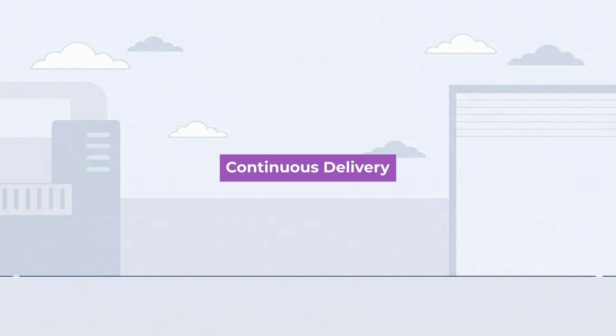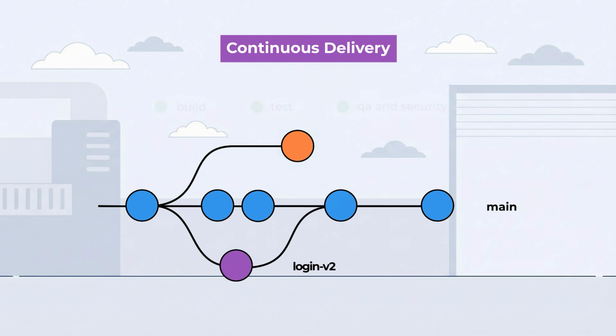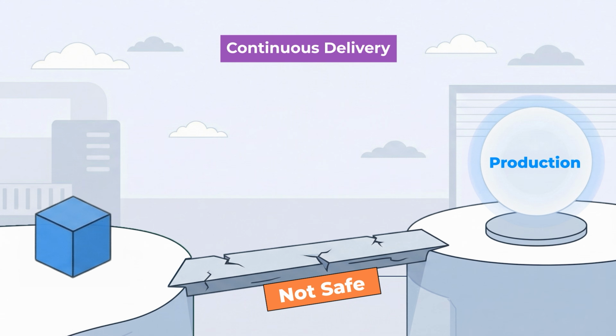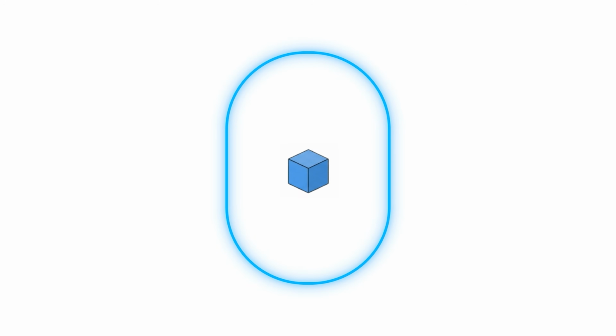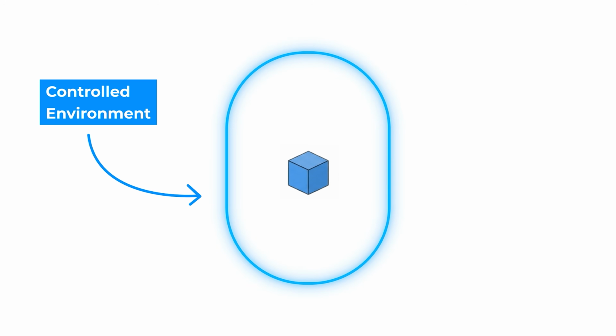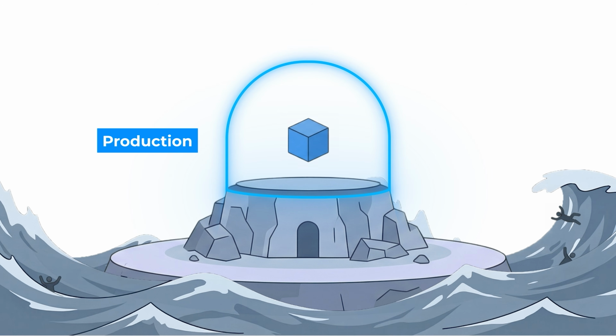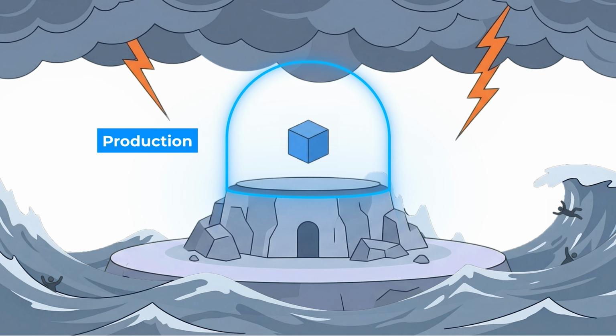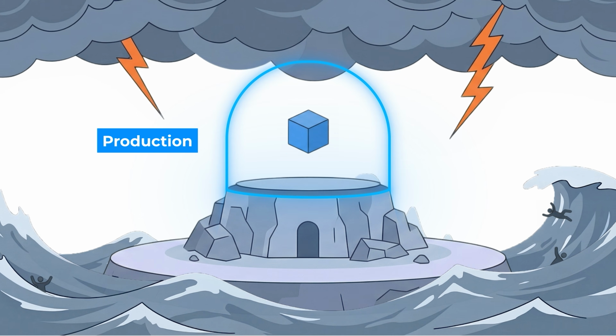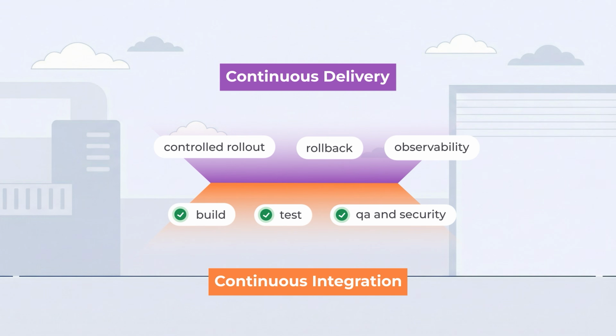Continuous delivery starts with a simple but important idea. Just because your code passed all the CI checks doesn't mean it is safe to put it into production. For example, your tests run in a controlled environment. Production is different. It has real users, real traffic, real data, and unexpected situations. So continuous delivery adds another layer of safety checks: the release gates.